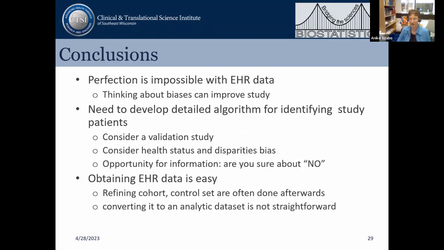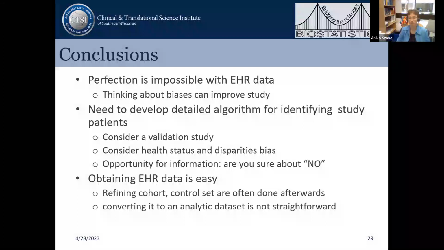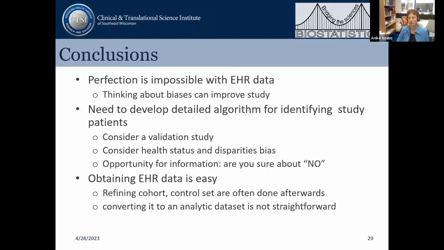I think you should definitely consider doing a validation study, because these algorithms are really difficult to make sure they're right. And again, think about the biases, like health status, sicker patients and healthier patients, but also disparities in healthcare access will be magnified in this kind of work. And opportunity for information: if you don't see anything, are you sure it didn't happen? You have to make sure you've given it opportunity to show up in the database.